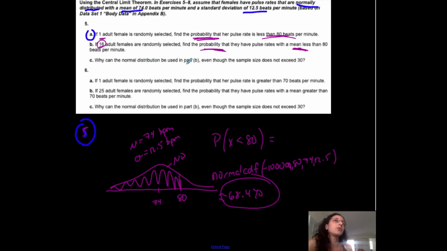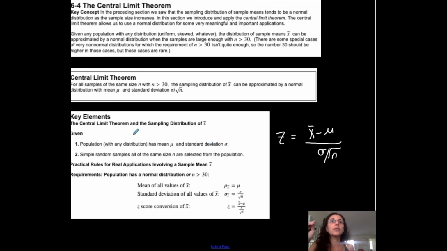Why can the normal distribution be used in part B even though the sample size does not exceed 30? It can be used because the population was already normally distributed. If this wasn't here, where it said it was skewed, or was not normally distributed, or it didn't even say that and it was just some distribution, then I would have to select a sample size that is greater than 30. And if I didn't select a sample size greater than 30, and the population wasn't normally distributed, then nothing I do matters, and I can't do anything. It's a waste of time, right? So that's what the central limit theorem says.